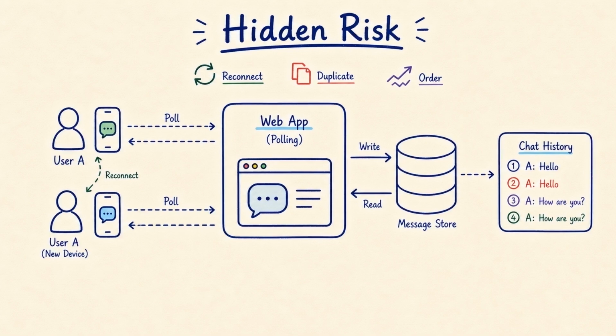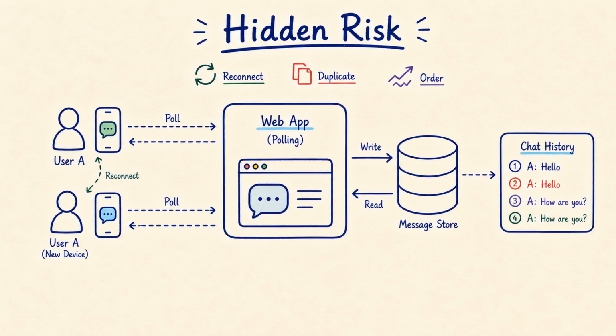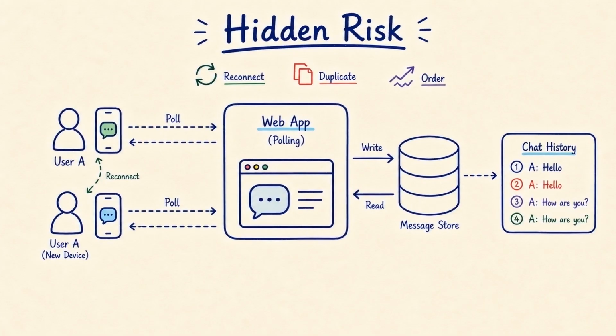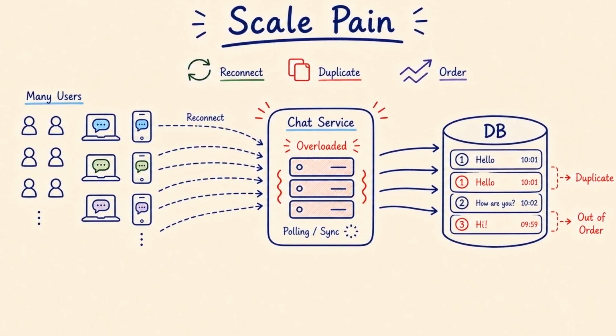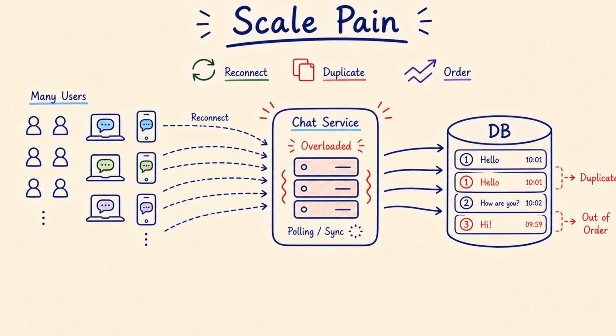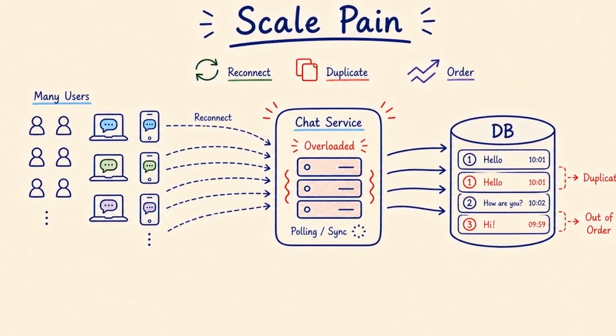Message ordering and duplication become hard once users reconnect across devices and regions. The first production pressure usually shows up here. That is the moment when a pleasant diagram turns into an engineering decision.